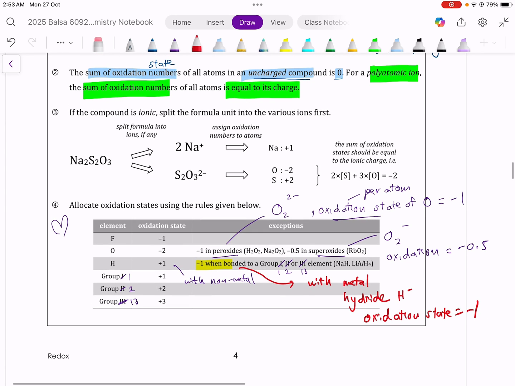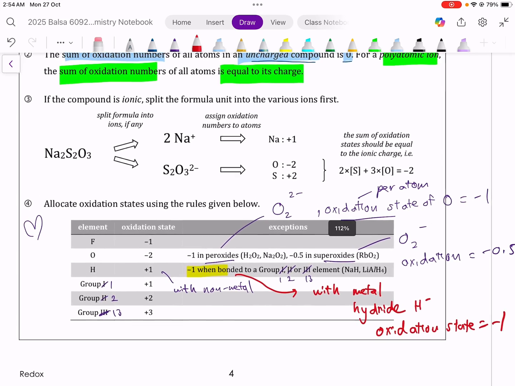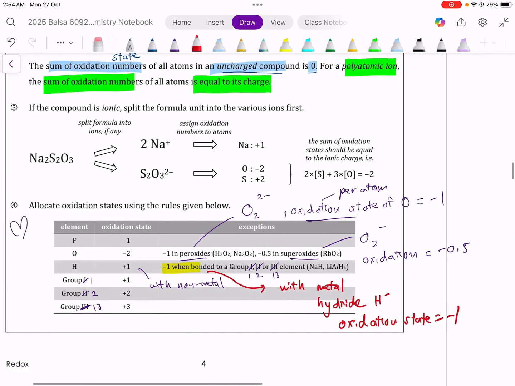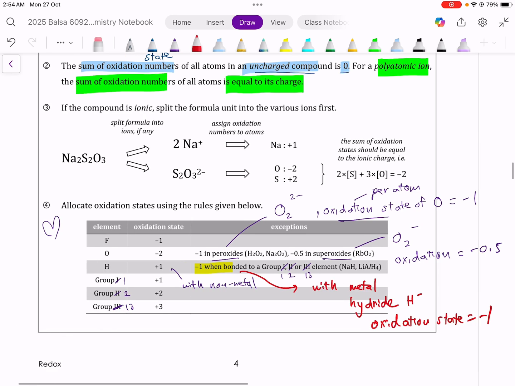Then of course group 1 is always +1, group 2 +2, group 13. Then you might wonder about group 16 and group 17. Normally 16 we put as -2, 17 we put as -1. But those are not the rest, all you need to calculate. So you cannot assume group 16 is all -2. You can only allocate all those that are in this table. The rest you have to calculate. In a way, good, fewer things to memorize.